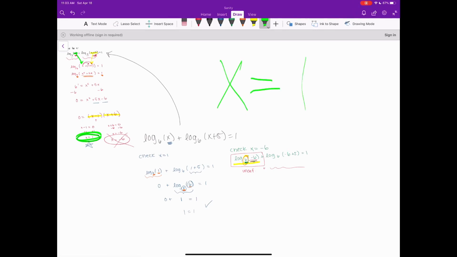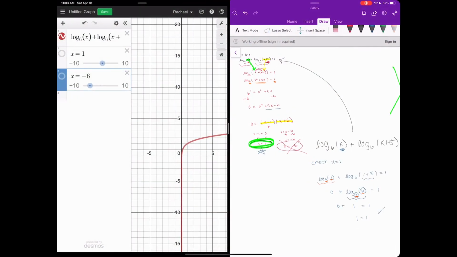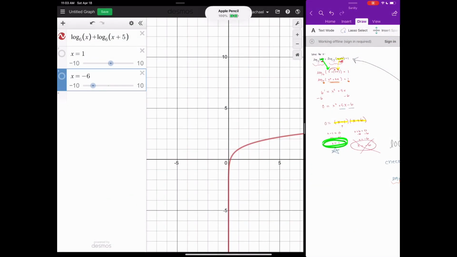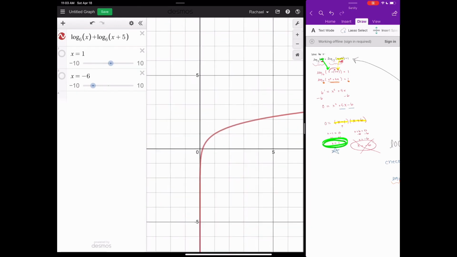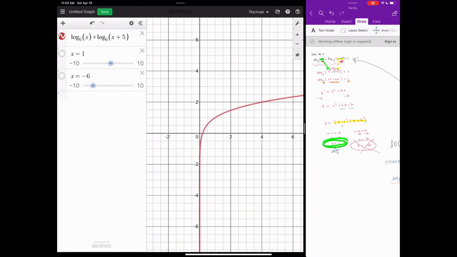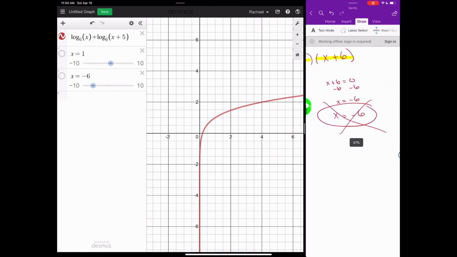So cool. Hang on. I am going to bring up Desmos, and we're going to look at this real quick. Okay. What I have graphed over here is the function that we just looked at. I just dropped the equals 1 on the end and turned this into a function. So this red line shows the function log base 6 of x plus log base 6 of x plus 5. And I'm going to graph both of my solutions, x equals 1 and x equals -6.